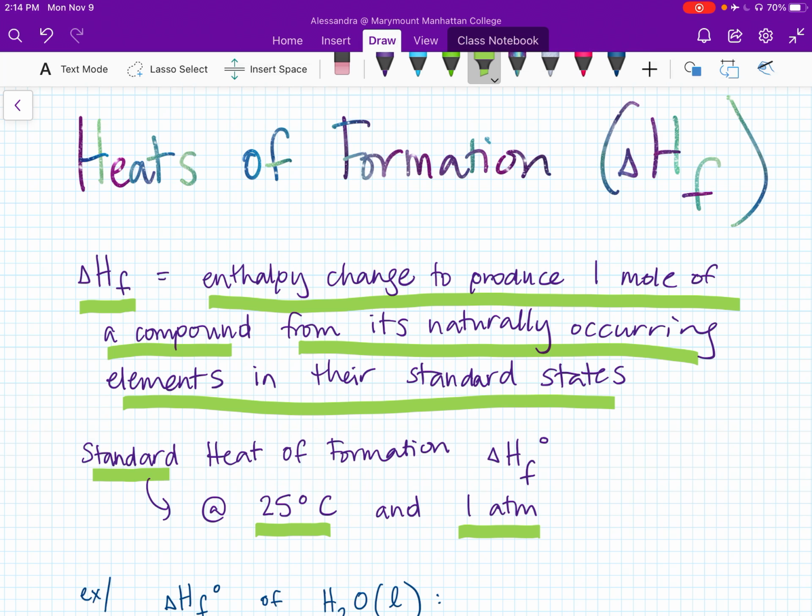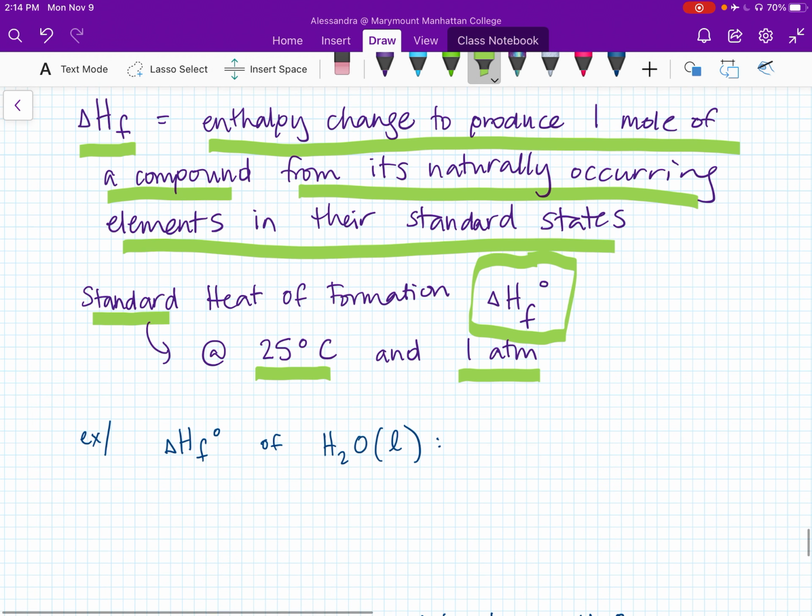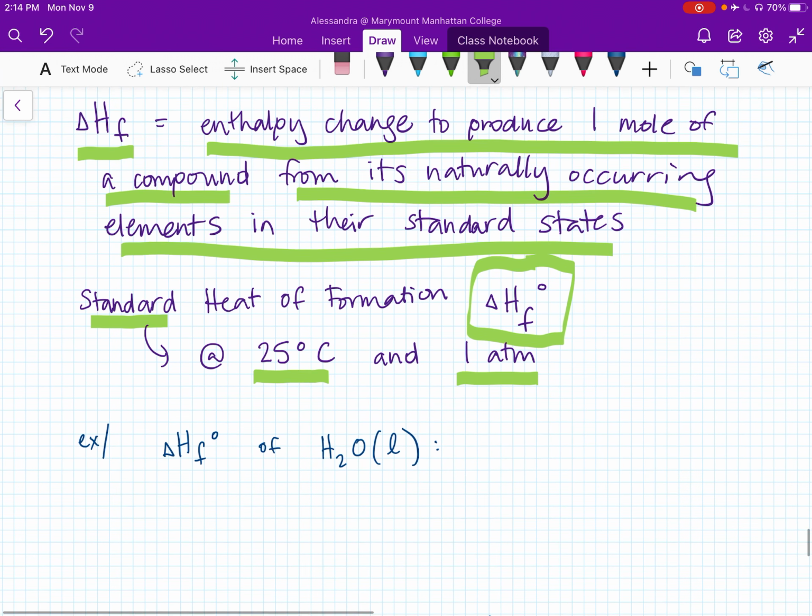So when we say standard heats of formation, we use this little naught superscript. Whenever you see that little naught superscript, that means that you are referring to standard conditions, a temperature of 25 degrees Celsius and a pressure of 1 atmosphere. So most of the time in this class, we're going to be talking about standard heats of formation at this temperature and this pressure. Let me give you an example.